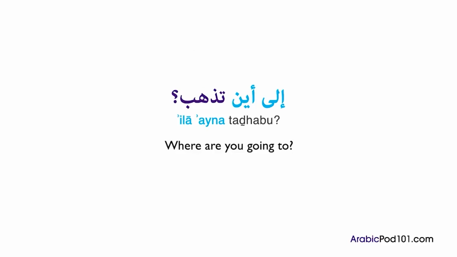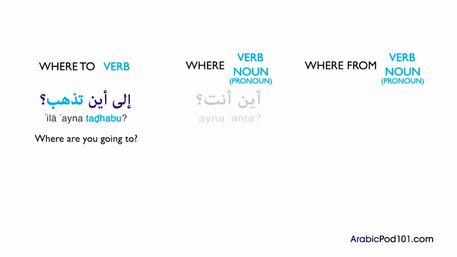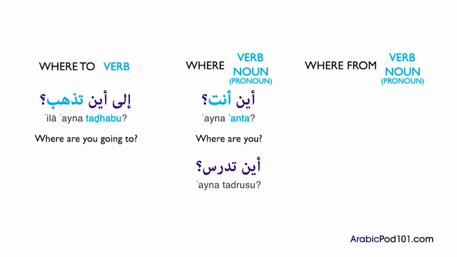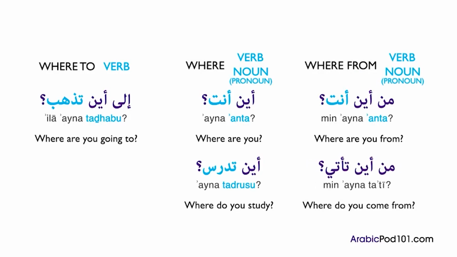The grammatical rule for where to is that it should always be followed by a verb, whereas where and where from can be followed by both a verb or a noun. أين أنت? أين is followed by a noun. Where are you? أين تدرس? أين is followed by the verb تدرس in the second person of the present indicative. Where do you study? من أين أنت? Or, where are you from? من أين is followed by a pronoun أنت or you. من أين تأتي? Or, where do you come from? Here, من أين is followed by the verb أتى or come, which we studied before.